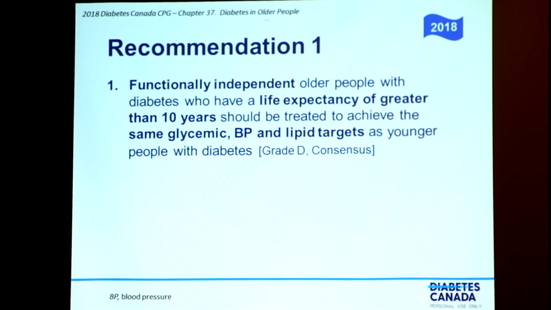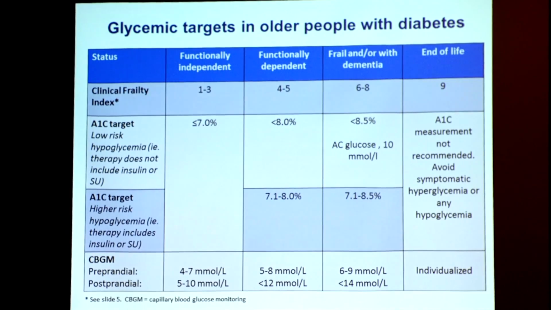So the first recommendation in the guidelines for older people is that functionally independent older people with a life expectancy greater than 10 years should still be treated to the same targets as younger patients. In terms of the targets for older people, depending on their frailty index, if they're still functionally independent, with a frailty index of 1 to 3, the A1C target of less than 7% is appropriate, with the same targets for blood glucose values before and after meals.